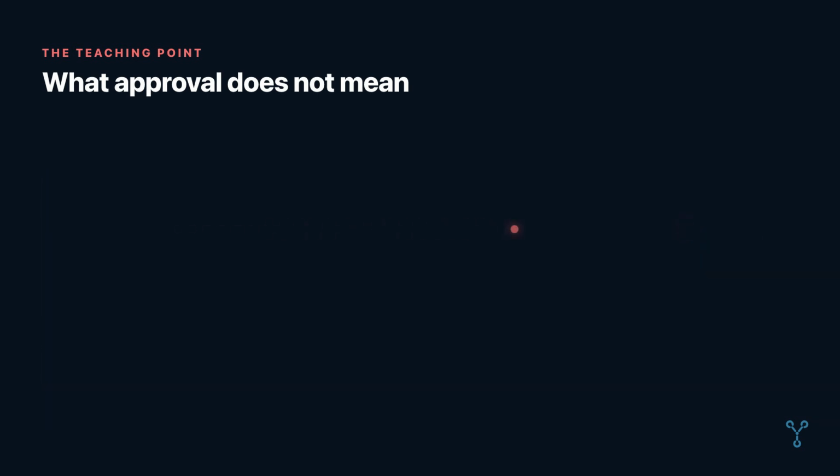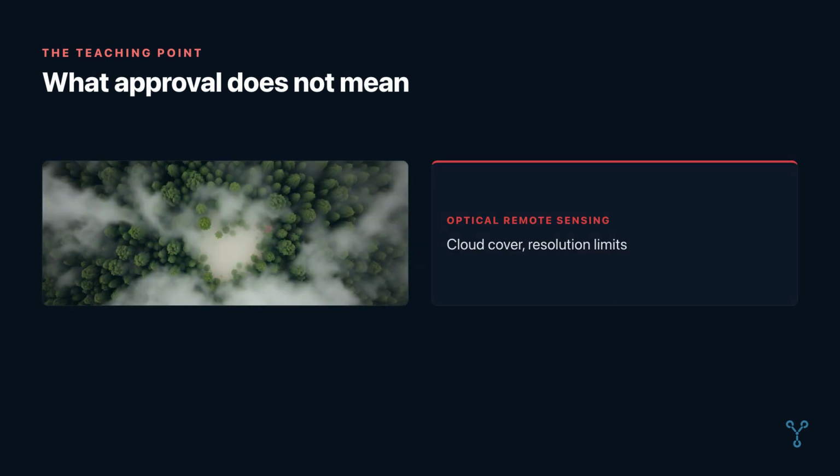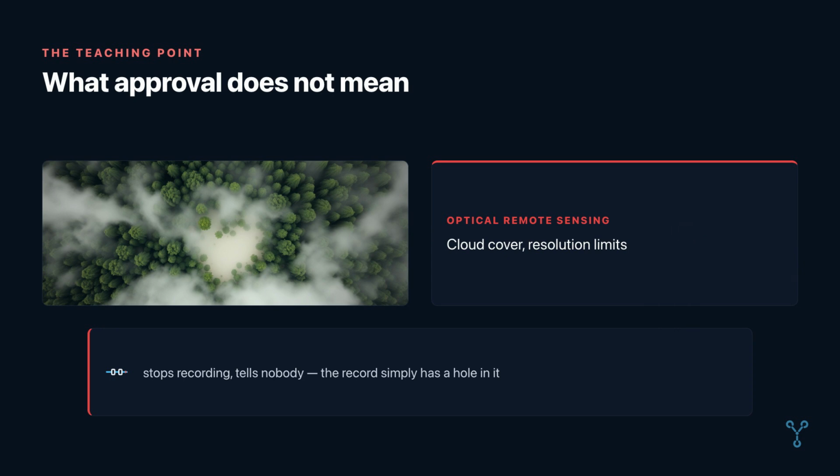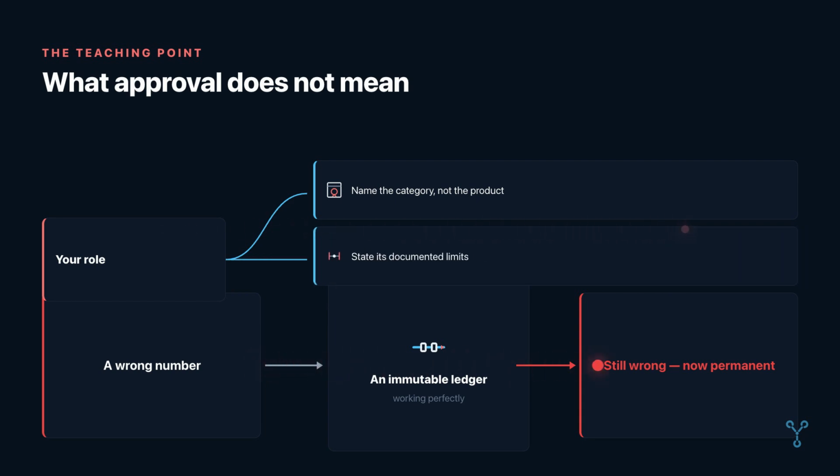As a consultant, you must teach the technology category and its failure modes. You must recognize that sensor drift and calibration loss are real engineering realities. Cloud cover and resolution limits affect optical remote sensing. Silent failure in automated data pipelines can also happen. A silent failure occurs when a system stops recording data but does not alert anyone. This leads to gaps in the record. An immutable ledger entry of a wrong number is still wrong. Your role is to ensure the digital system has robust oversight.